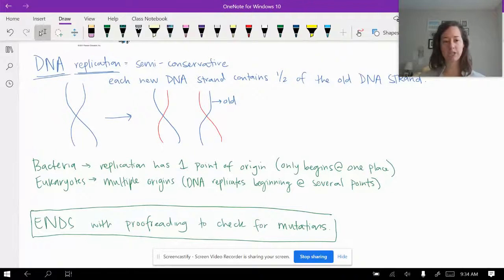So replication is a really important process that your cells get right almost all the time, but it's happening super fast. So mutations are always possible in randomly occurring events.